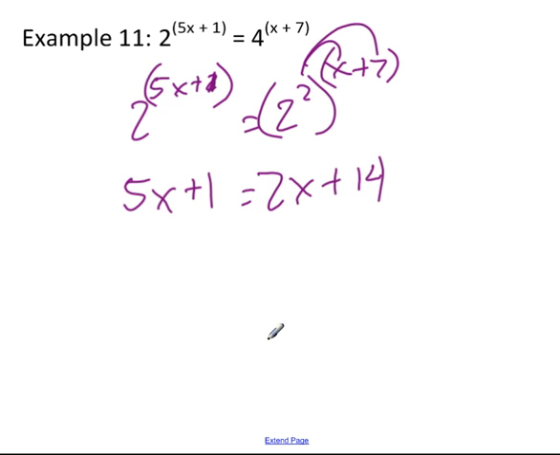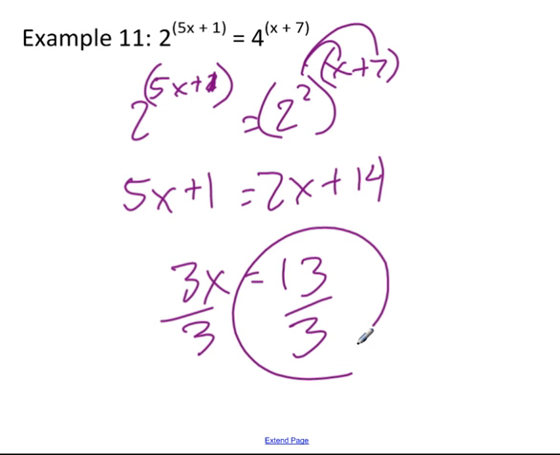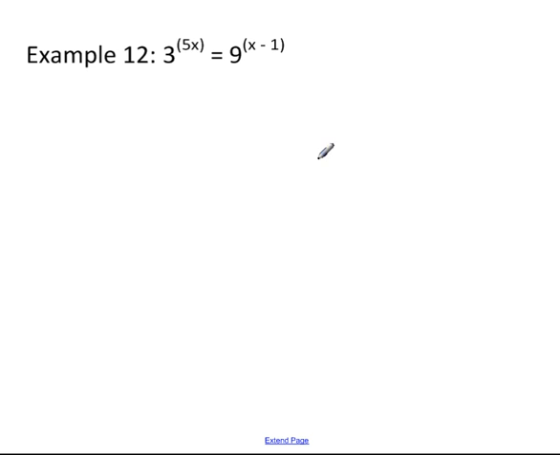5x plus 1 staying over on this side. It's going to give me, what, 3x, subtract the 1 equals 13. That's ugly. Divide by my 3, and so 13 thirds there. Gotta love fractions. They are numbers too, you know.